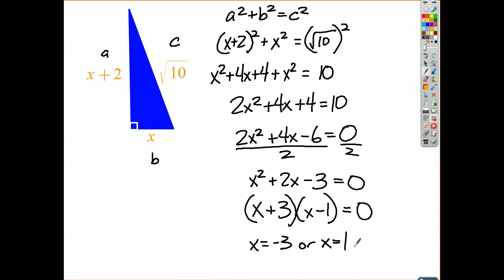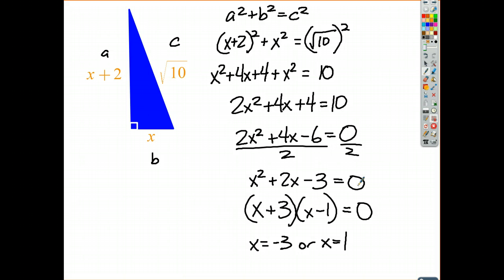Let me make sure that we did this right. This is x squared plus 4x plus 4, it looks right, plus x squared. Combine that, 2x squared plus 4x plus 4. Subtract 10, so I get negative 6. Divide everything by 2: x squared, 2x, negative 3, and 0 divided by 2 is 0.